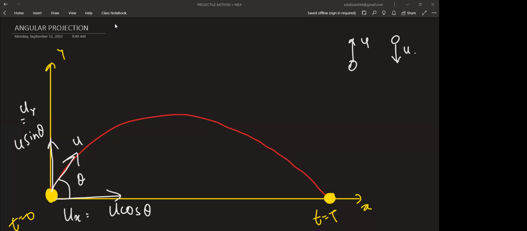Text me done once written. And please name the chapter as motion of a projectile.